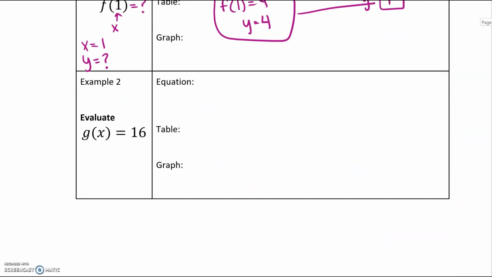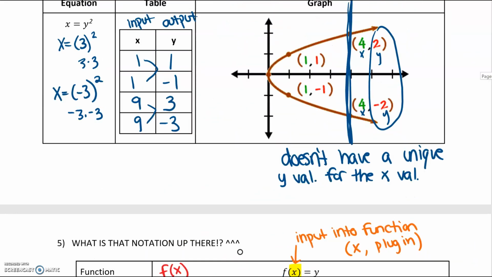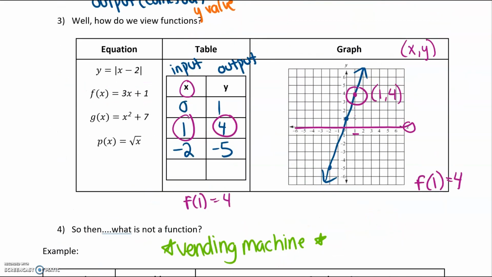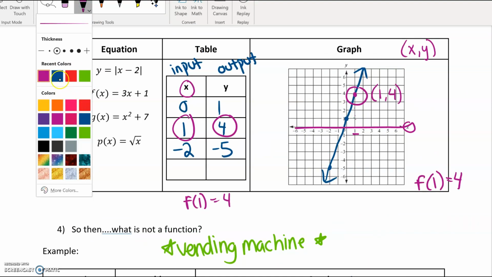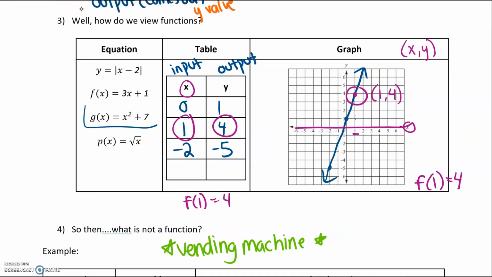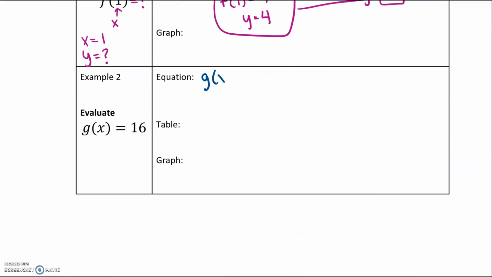It's just interpreting function notation. Okay, versus in example 2, you have g of x equals 16. So we're no longer working with our f, we're working with g. That's why we name the function, so you know which equation, table, graph, etc. you're working with. In this case, g of x equals x squared plus 7.